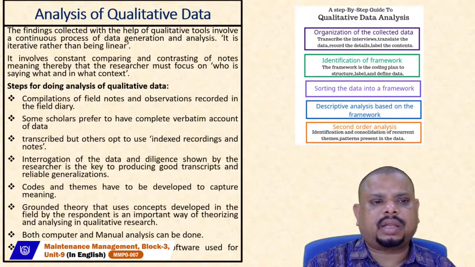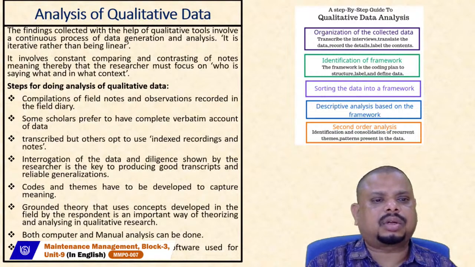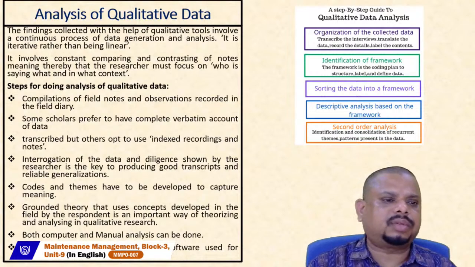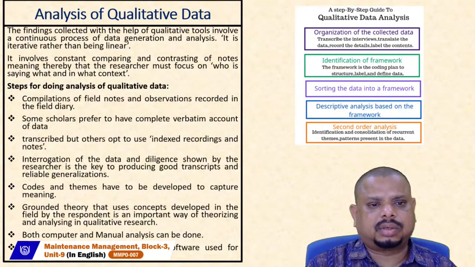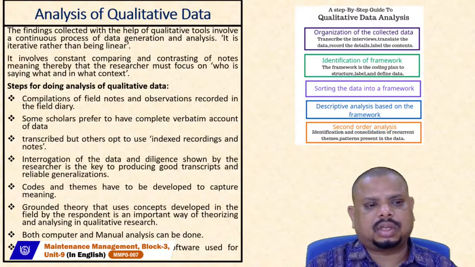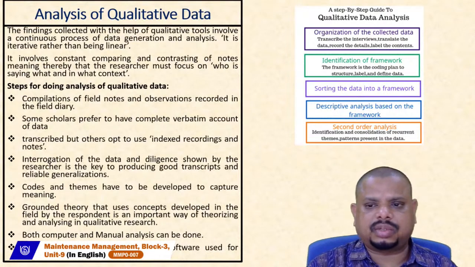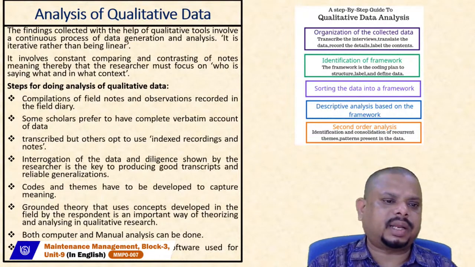So the first one is that findings are collected with the help of qualitative tools, which involve a continuous process of data generation and analysis. It is iterative rather than linear, and it involves constant comparing and contrasting of the notes, meaning the researcher must focus on who is saying what in what context. To understand this, you have to go through the various steps followed under qualitative data analysis.